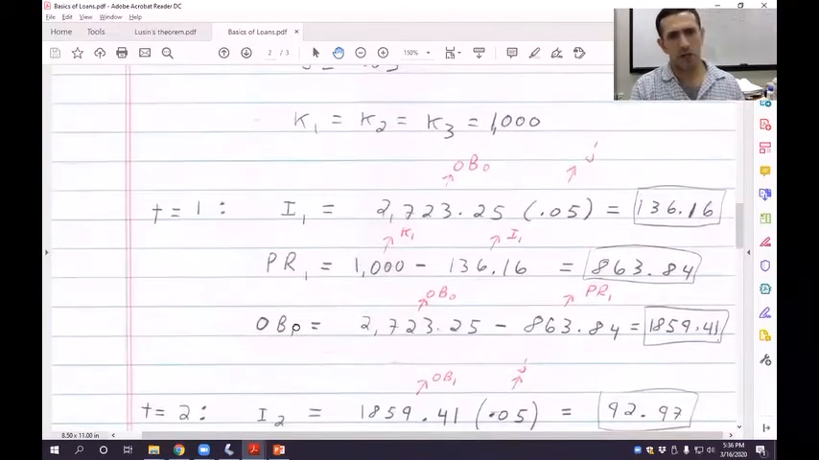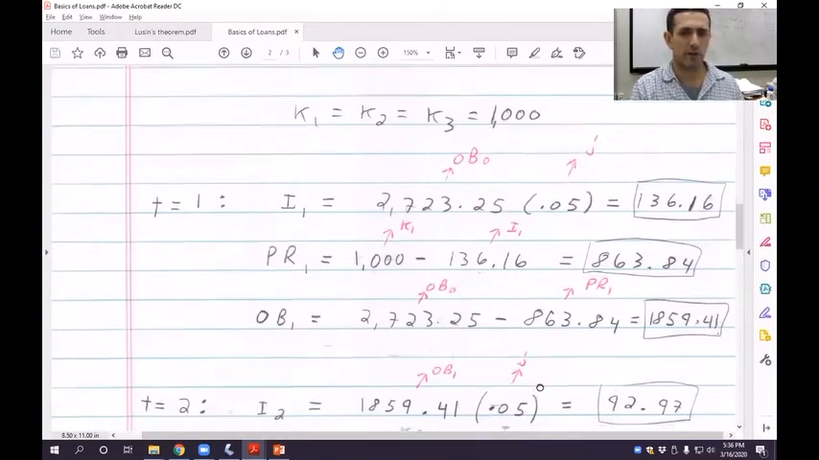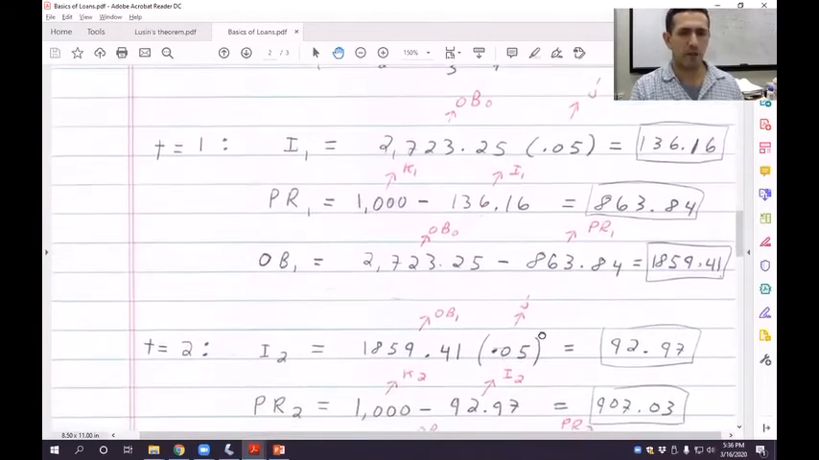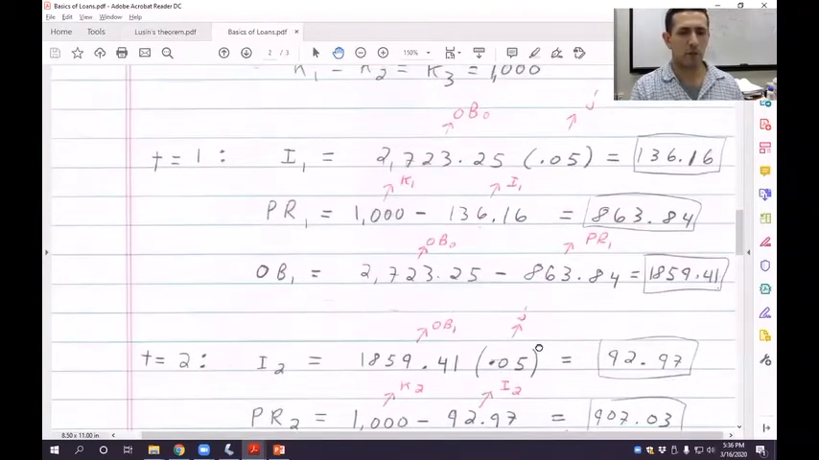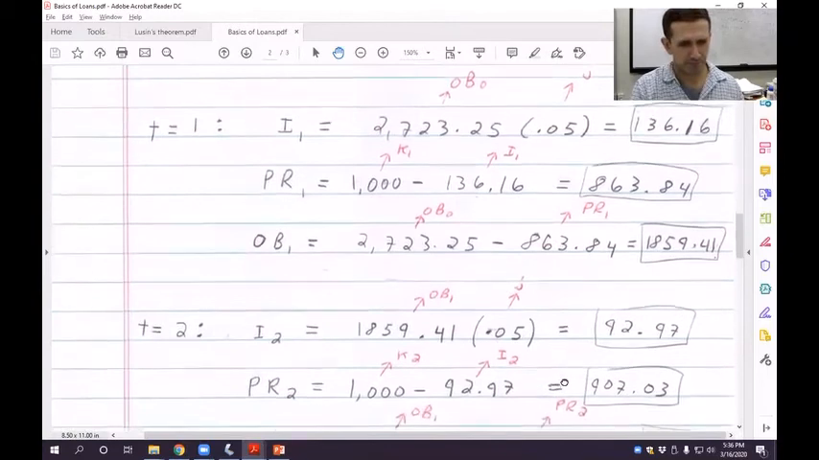All right, so the interest earned in the second year is your previous outstanding balance times 0.05. The amount that goes towards the outstanding balance in the second year is just 1,000 minus 92.97, your second loan payment minus your interest first, 907.03.